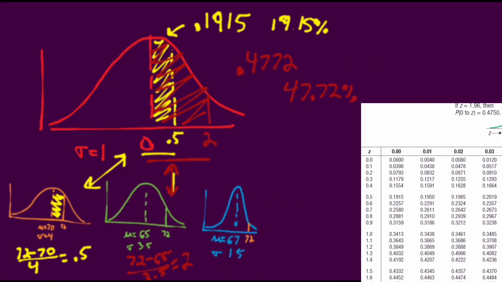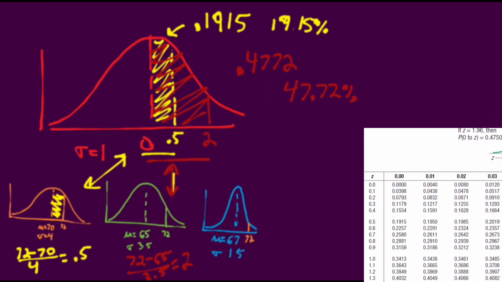Right, but that would tell us 47% of females are between 65 and 72 inches. And now let's do this one more time for, I think we call them, synchronized swimmers. This is 72 minus 67 divided by 1.5. It's not 15. And that gave us 3.33. So it's 5 divided by 1.5, or 3.33.